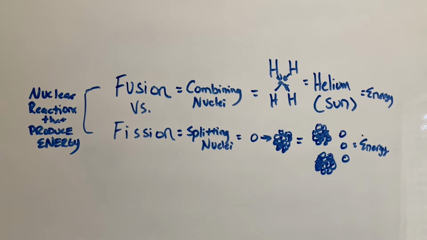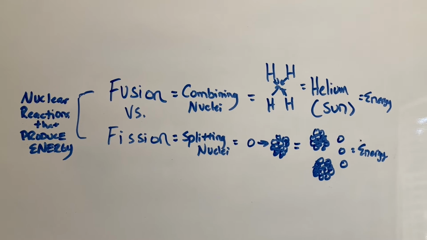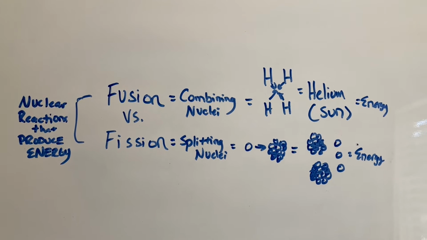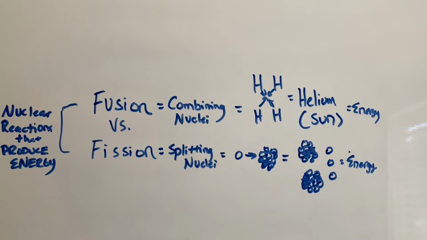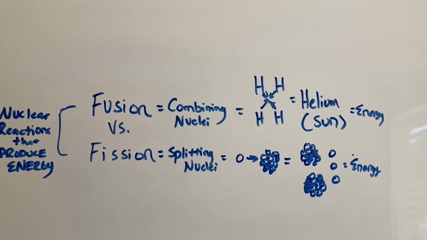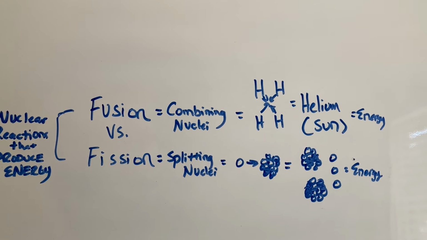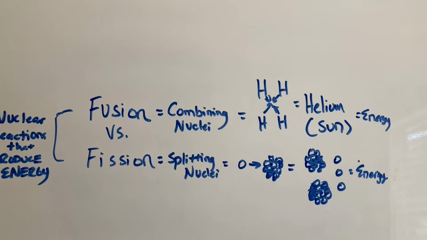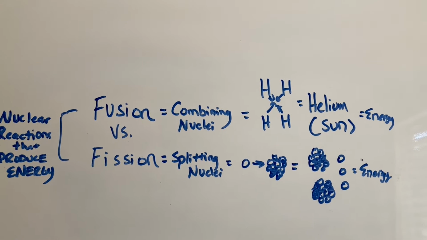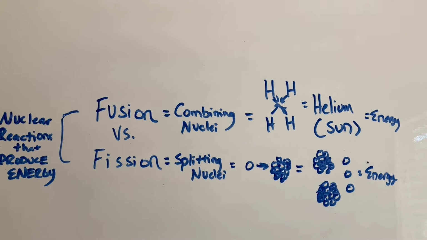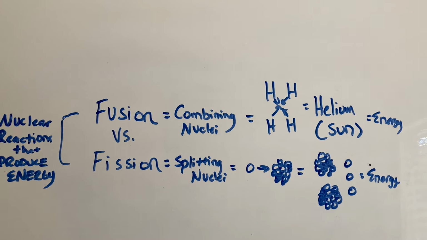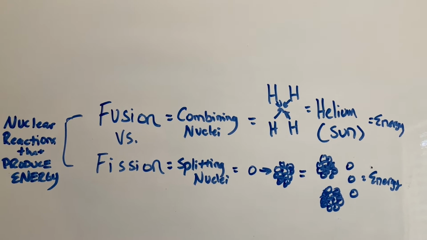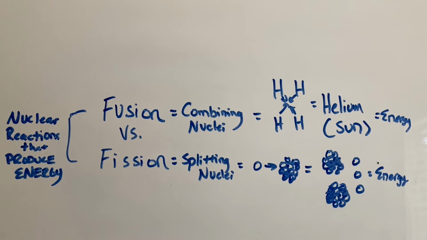There are two basic nuclear reactions that produce energy in physics: fusion and fission. With fusion, you're combining the nuclei of several atoms to create another element or to create energy. For example, 4 hydrogen atoms or nuclei combining to create helium, which is the exact process that the sun uses to produce energy and light for our planet.